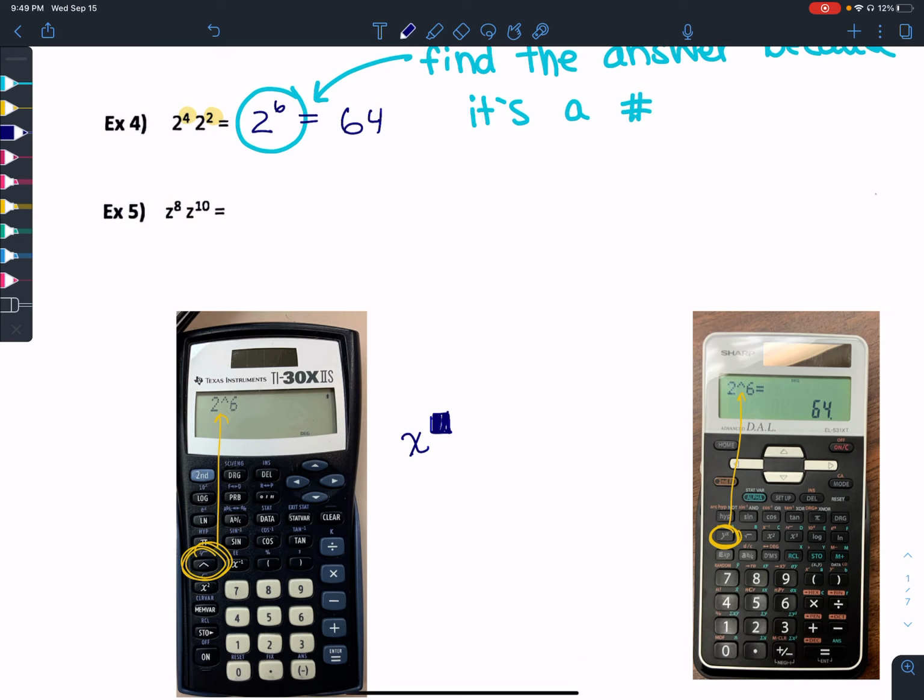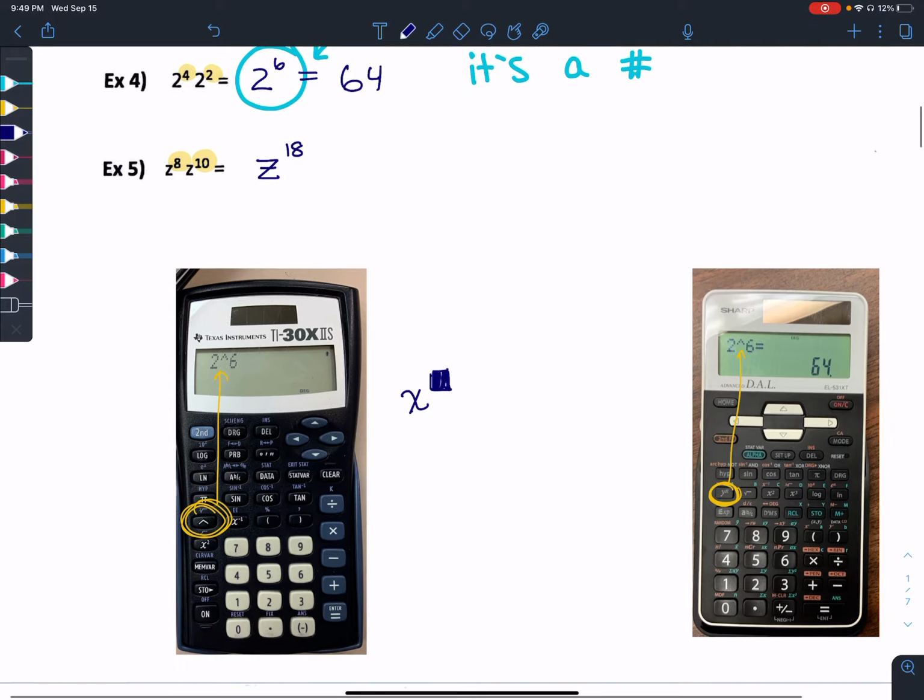Okay, and then the last one over here, we have z to the power of 8 times z to the power of 10. Those exponents get added to give us z to the power of 18. So that's it for the basic multiplication rule.